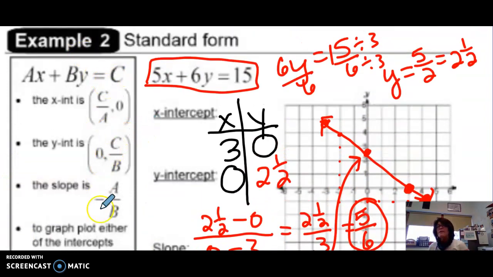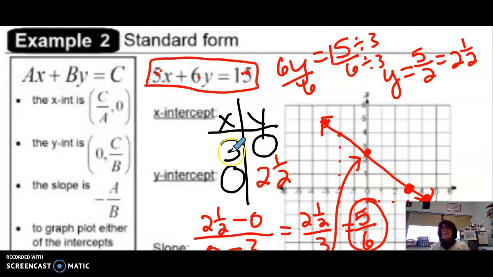This little hint over here is if you do have something in standard form, I don't really memorize these. It's too many letters to memorize. I memorize the process. If I want the x-intercept, I put 0 in for y and solve. If I want the y-intercept, I put 0 in for x and solve. They're saying the x-intercept will always end up being this number divided by the number in front of x, 15/5. The y-intercept always ends up being this divided by the number in front of y, okay?